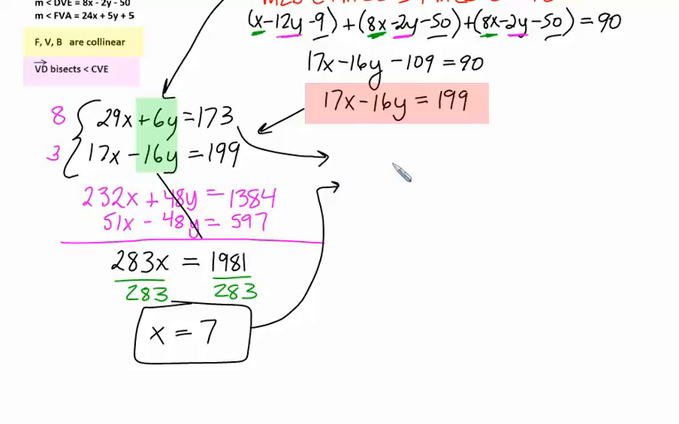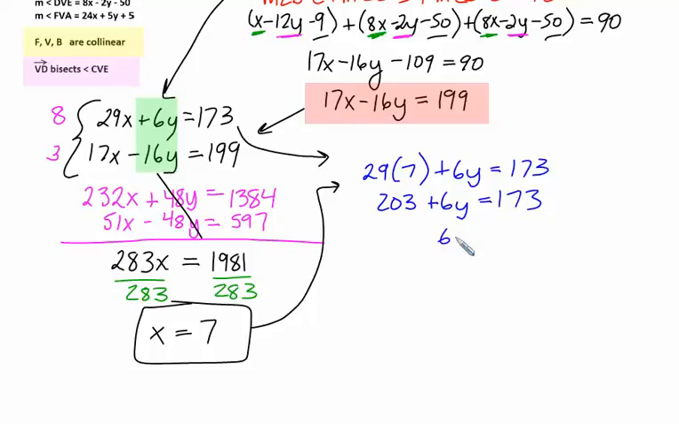I'm going to pick the one that avoids negatives. So then we can plug in and get 29 times 7 plus 6y equals 173. 29 times 7 is 203. We would subtract that 203 from both sides. That's going to be a negative 30. So then we get y is equal to a negative 5.